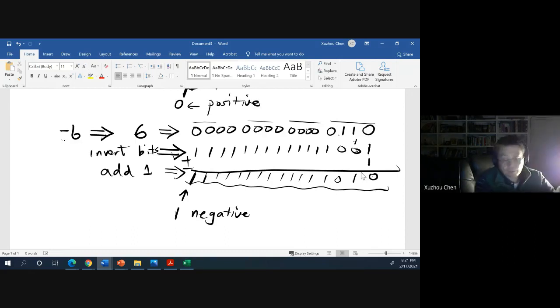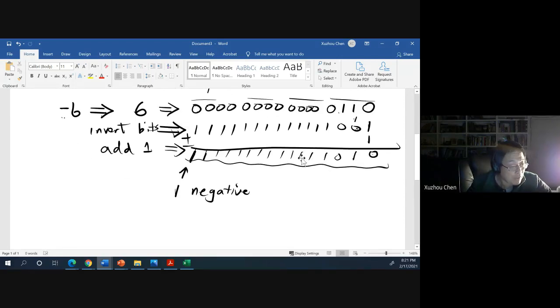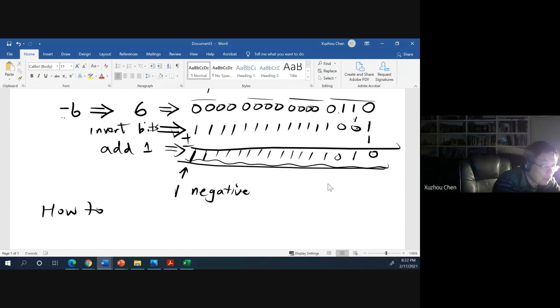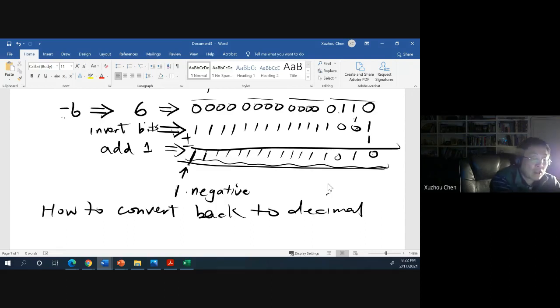Now, when we try to convert this back to decimal, how do we do that? First, we need to decide what the sign of this number is. This is a negative number because the most significant bit is 1. So in order to convert, what's the first step? Invert the bits. So this becomes 0, 0, 0, 0.